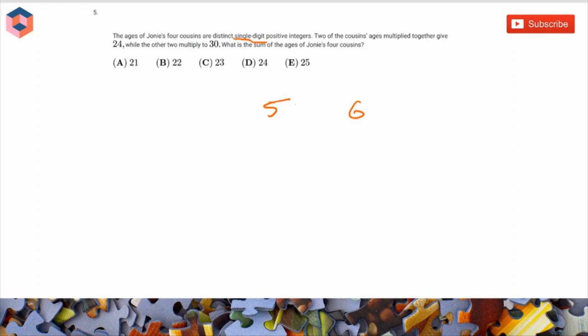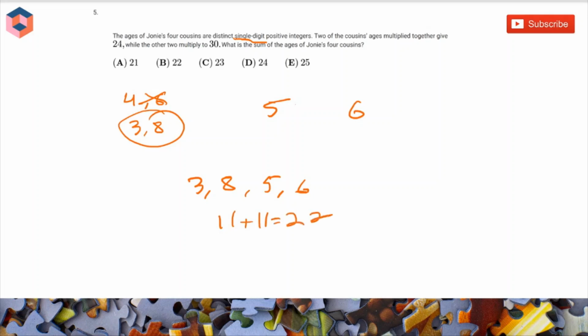Now for 24, we have 2 choices. We can do 4 and 6, or we can do 3 and 8. But we already have the 6 here. So we cross this out and we're left with 3 and 8. So we have 3, 8, 5, and 6. It doesn't matter which cousin is exactly which, since the sum won't change. Adding this up, we get 11 plus 11, which gives us 22. That was an easy one. Let's move on to problem number 6.